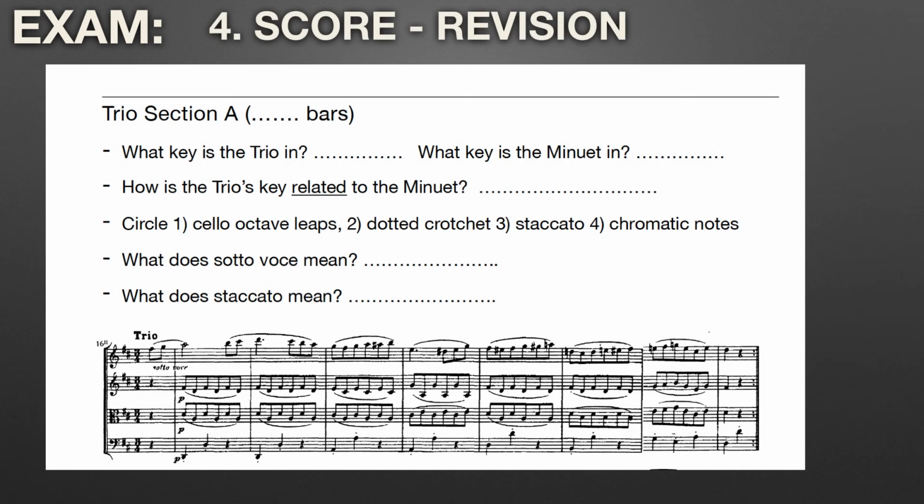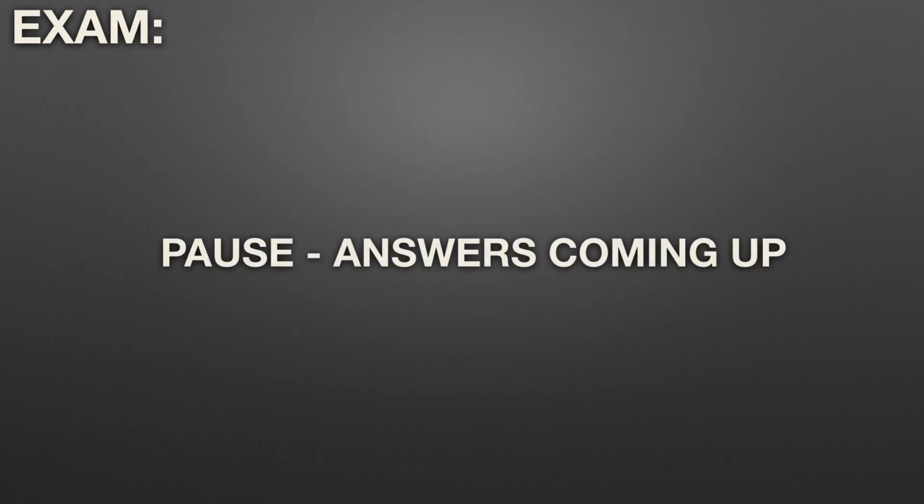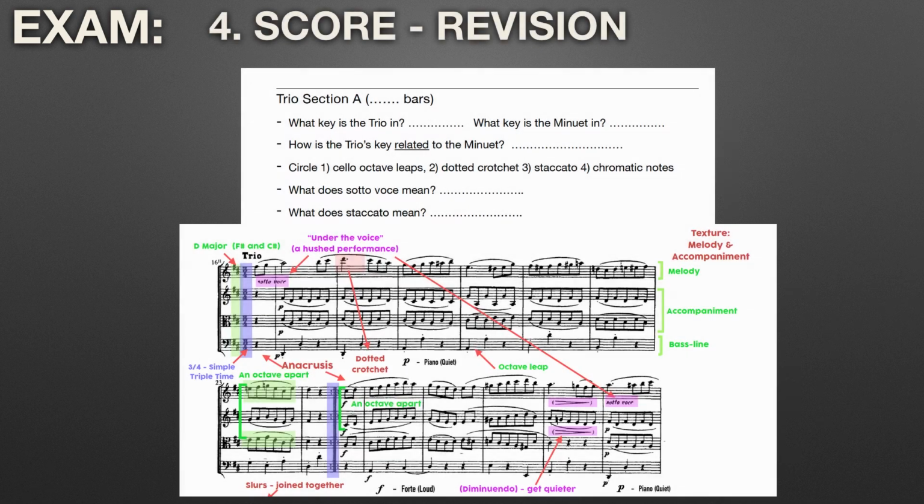Here's another question that was on your revision sheet. What key is the trio in? What key is the minuet in? And the really difficult question, I think, is the third one down, which asks you about octave leaps, dotted crotchets, staccato, and chromatic notes. Try that question if you haven't already. And here are the answers.